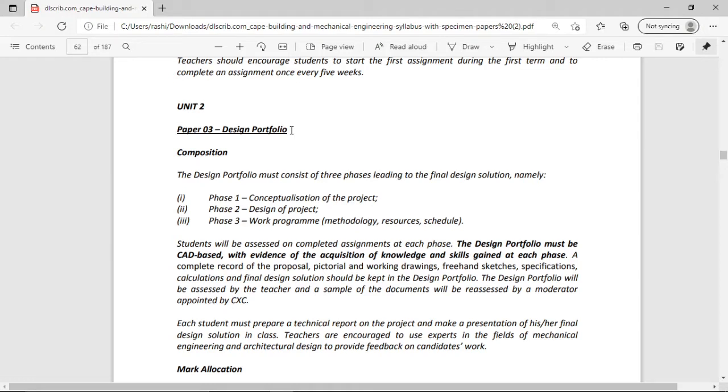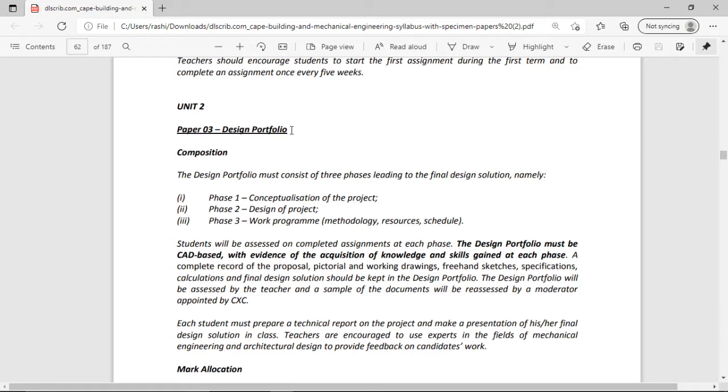Now, it has three different phases. Phase 1 is conceptualization of the project. Phase 2 is design of the project, and phase 3 is the work program, which includes the methodology, the resources, and the schedule. And we're going to go through all of these things. Now right here it says students will be assessed on completed assignments at each phase. The design portfolio must be CAD based. So the design portfolio must have some AutoCAD drawings with evidence of the acquisition of knowledge and skills gained at each phase. So when it comes to the evidence, that is where your report comes in.